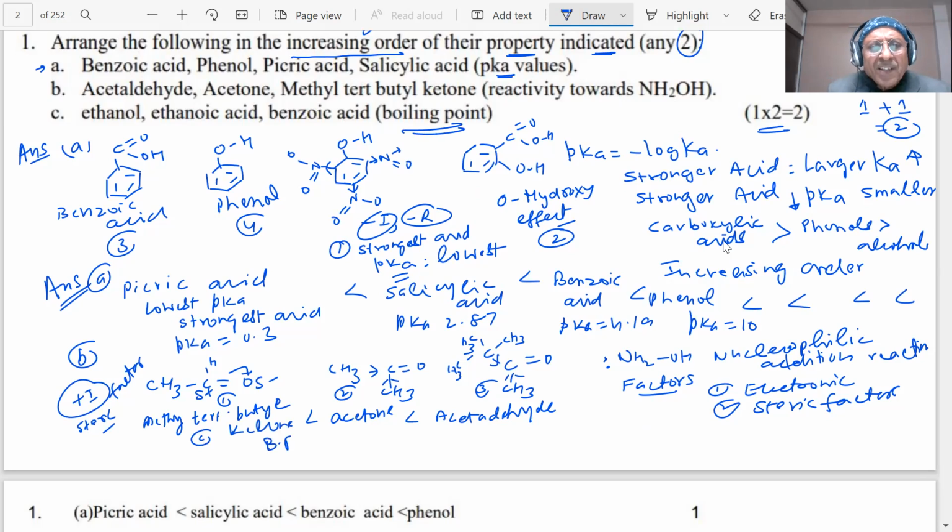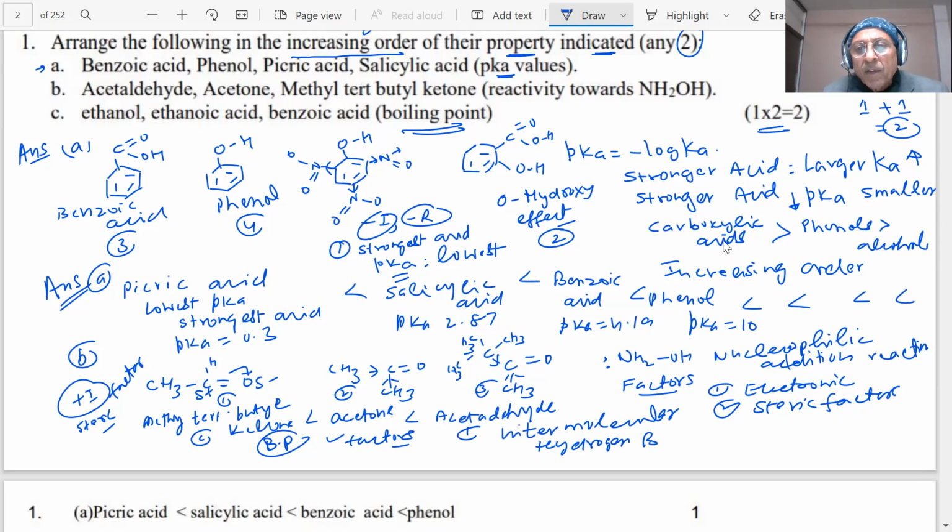Boiling point question is always there in the paper. And you already know what you mean by boiling point. Wherever there is strong intermolecular hydrogen bonding, the boiling point rises. So what factors are there for the boiling point? One is, students, intermolecular hydrogen bonding, where it is maximum. You have already seen carboxylic acids have strong intermolecular hydrogen bonding, so much so they exist as dimers. Even in gas phase there is strong intermolecular hydrogen bonding.